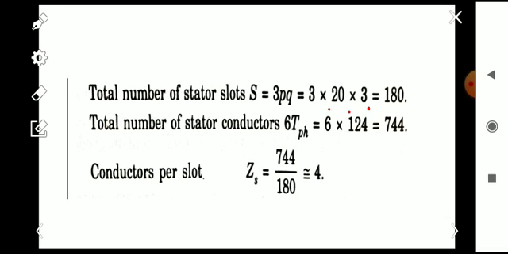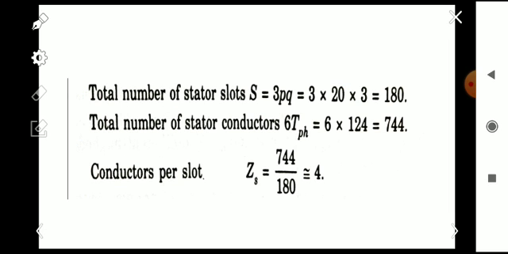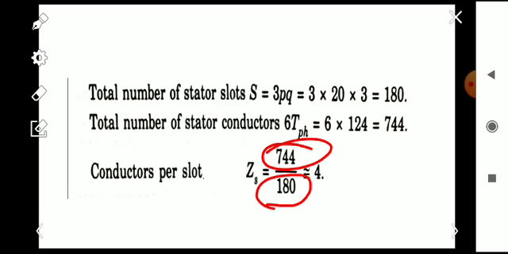And the total number of stator conductors we can find using the equation 6 into T phase. Here T phase is 124. Multiplying that value with 6, we get the total number of conductors as 744. Therefore the conductors per slot ZS equals the total number of conductors by the total number of slots, so 744 by 180. We get approximately 4, which means we can accommodate 4 conductors in a slot.